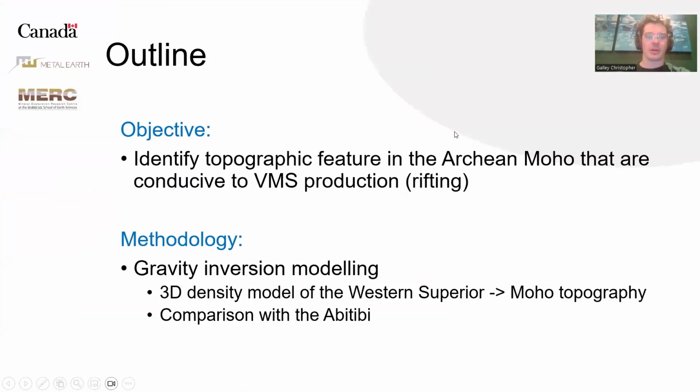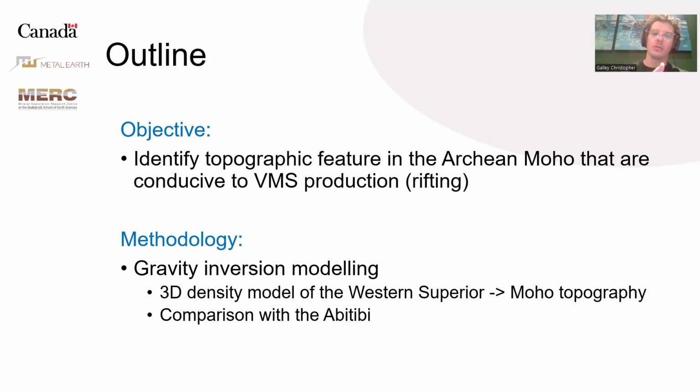And then as far as the objectives for this talk, it's to give an update on the work I've been doing thus far, pretty well aimed at identifying rifting features in the Abitibi and then the Superior Province in general. The idea behind this is that VMS are largely produced in rifting environments. So we are aiming to figure out some way of determining where these rifts might have occurred in the Archean in the Abitibi to potentially explain the distribution of VMS there.